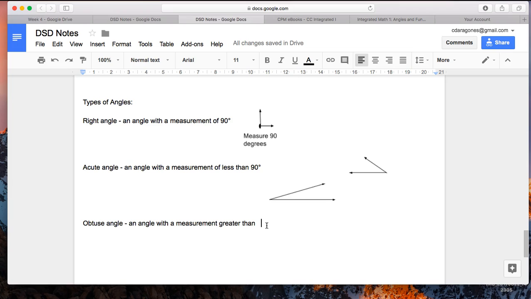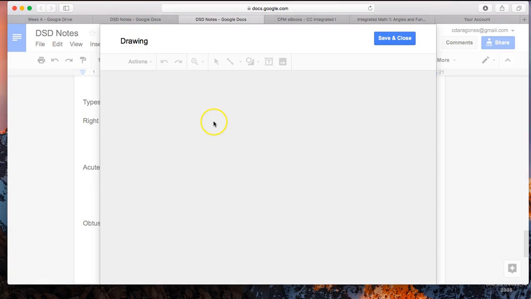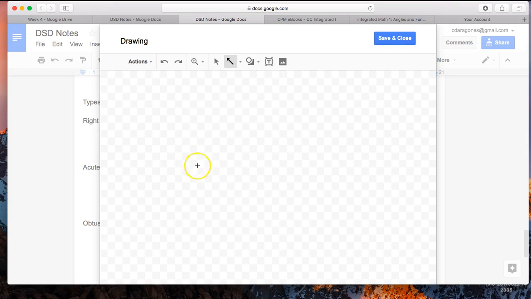So an example of that, okay, so let's draw a picture. If I were to have a 90-degree angle right here, so this is a 90-degree angle. I could take my ray and I want to make it greater, so I'm going to move it like this. And there's an example of an obtuse angle.